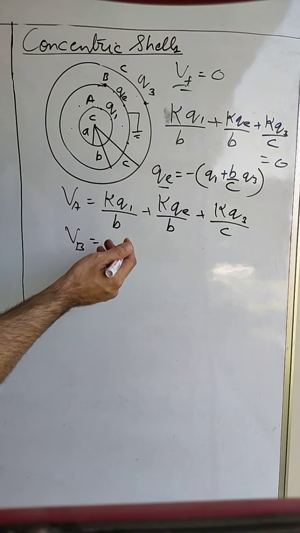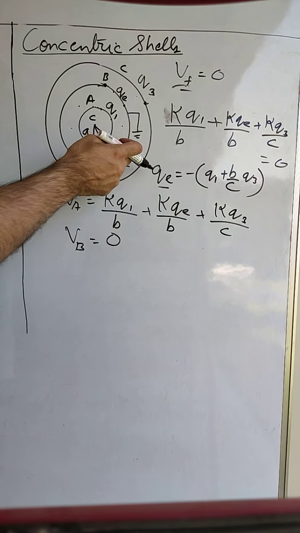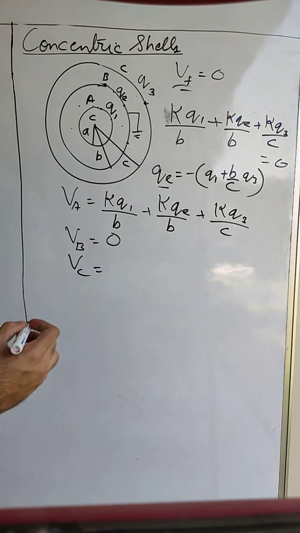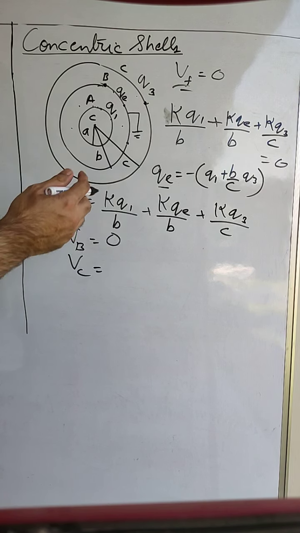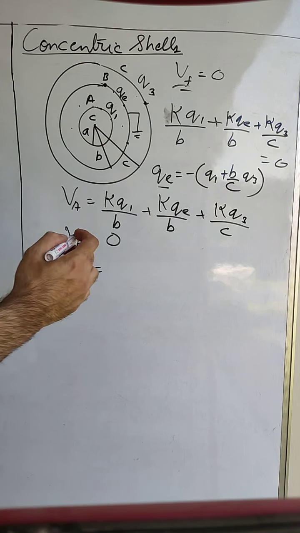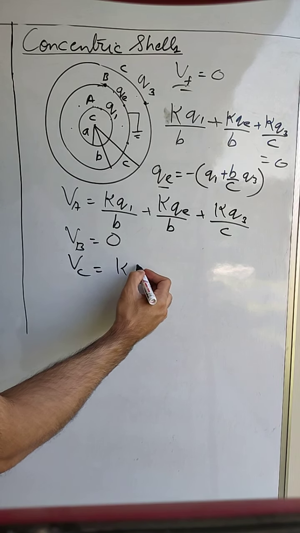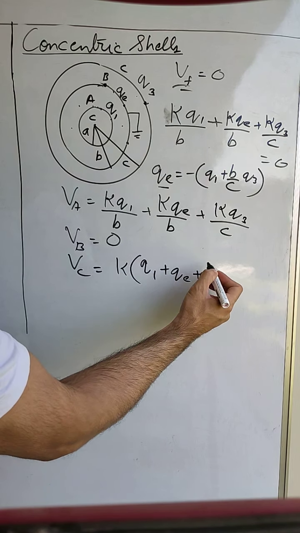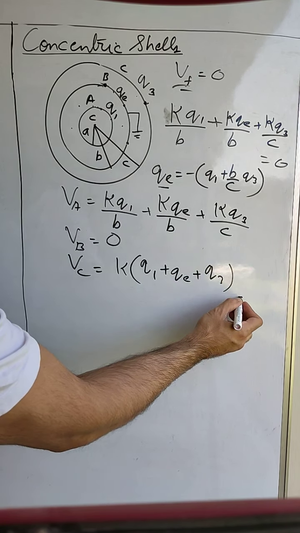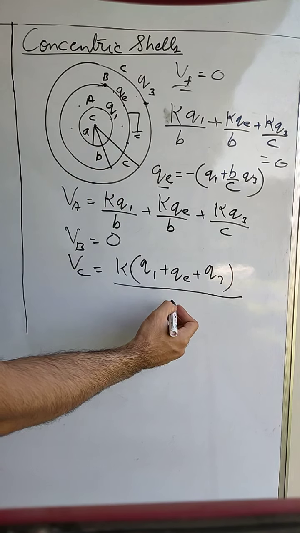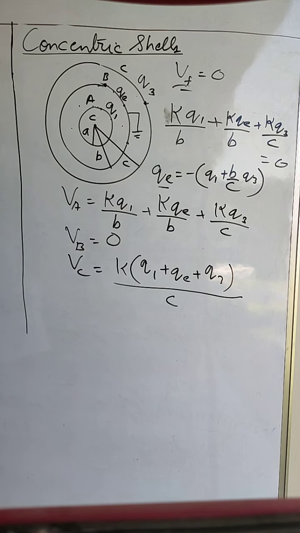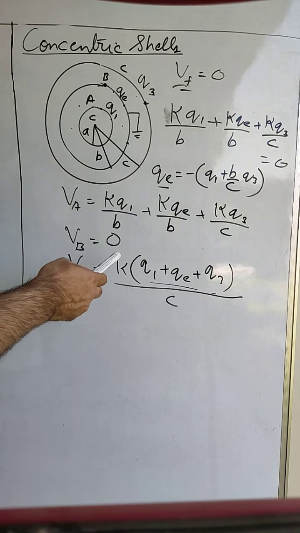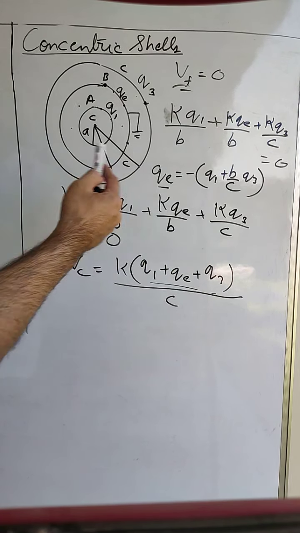Total potential on B, VB, will be equal to 0 because it is earthed. Total potential on C will be due to all the charges that are inside it. So it will be K, and the overall charge Q1 plus QE plus its own charge Q3, divided by the distance from the center, which is its own radius C. Now some might get confused about how this charge came: Q1 plus QE plus Q3. How does this shell have this entire charge on it?